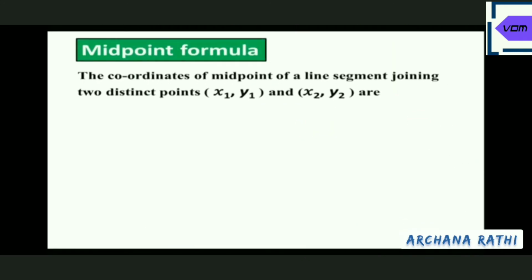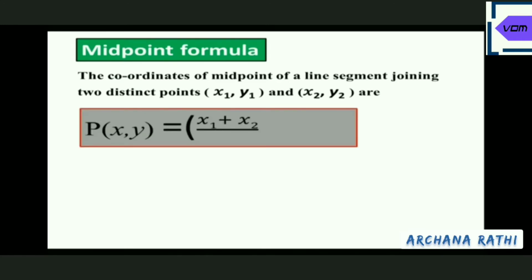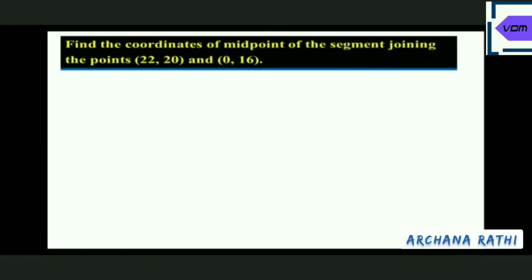Now let's move toward the midpoint formula. The coordinates of the midpoint of a line segment joining the two distinct points (x1, y1) and (x2, y2) are given by the formula P(x, y) is equal to (x1 plus x2) upon 2 and (y1 plus y2) upon 2. Here m is 1 and n is also 1, because midpoint divides in the ratio 1 is to 1. Now let us see one example. Find the coordinates of the midpoint of the segment joining the points (22, 20) and (0, 16). These are the 2 points and we have to find the midpoint of that.